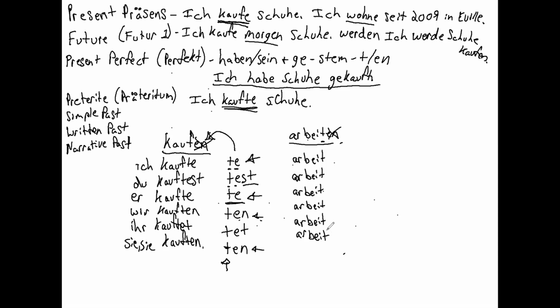And then we have to add our endings, -te, -test, -te, -ten, -tet, -ten. And obviously you can't pronounce that, and so we have to add that extra E in there, and we end up with ich arbeitete, du arbeitetest, er, sie, es arbeitete, wir arbeiteten, ihr arbeitetet, sie arbeiteten, Sie arbeiteten. That does mean that you do sound like you're stuttering with any verb that ends in a T in this tense, but that's just the way it is.